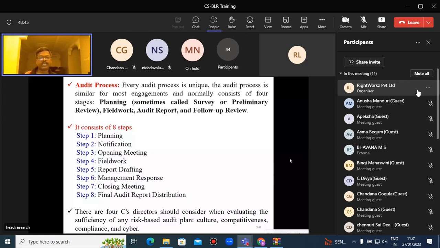There are 4 C's a director should consider when evaluating the sufficiency of any risk-based audit plan. What are the 4 C's? Culture, what type of culture you are using, competitiveness, compliance, and cycle. So these are the 4 C's used in the audit process.